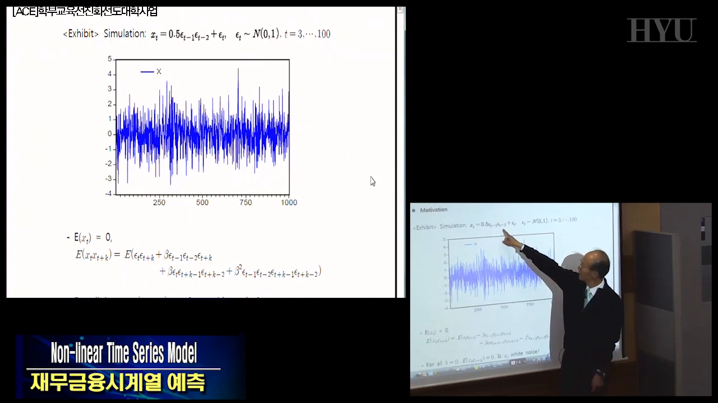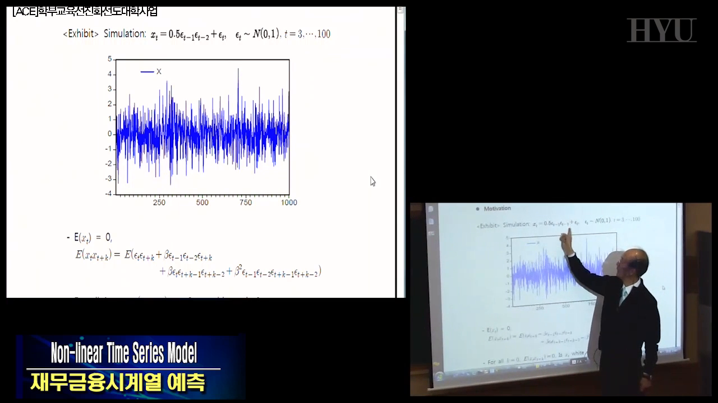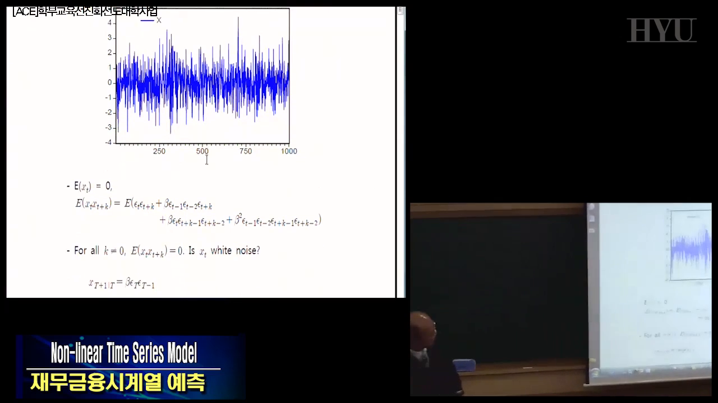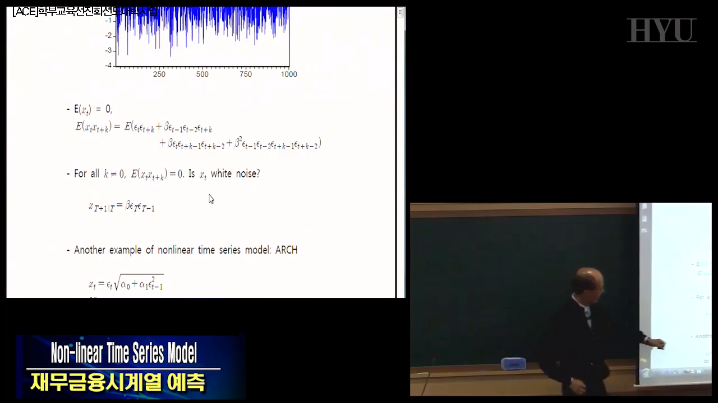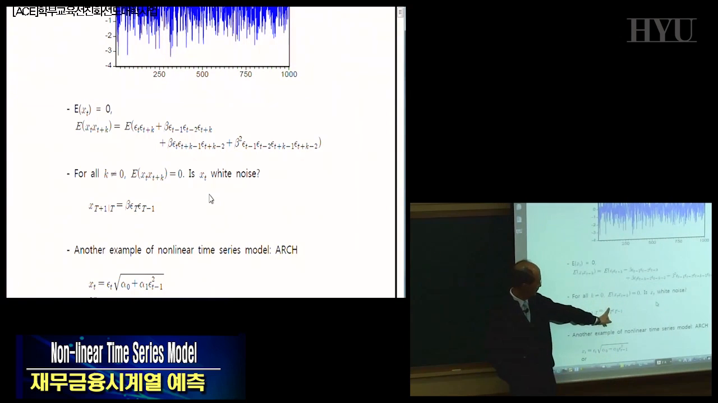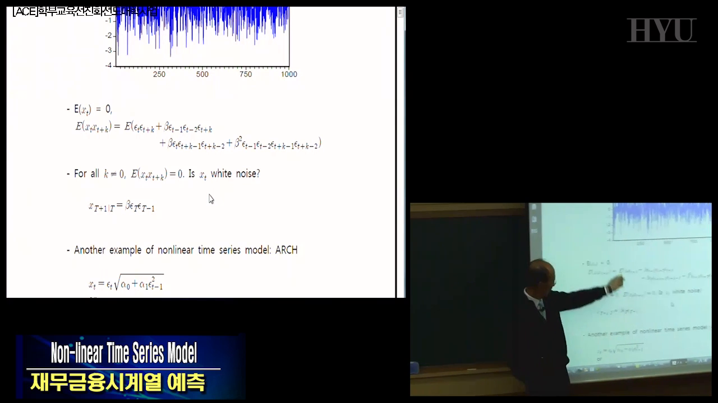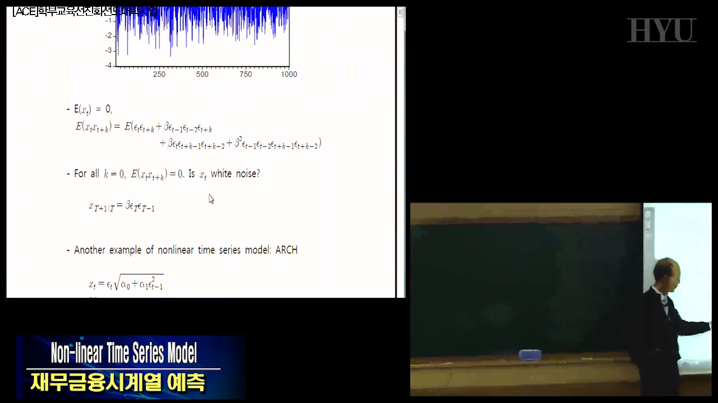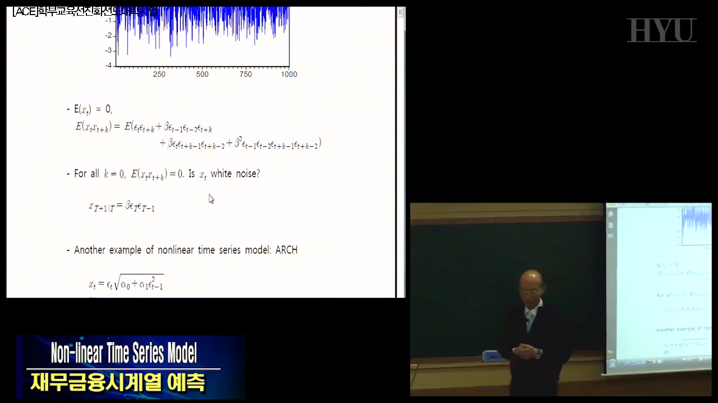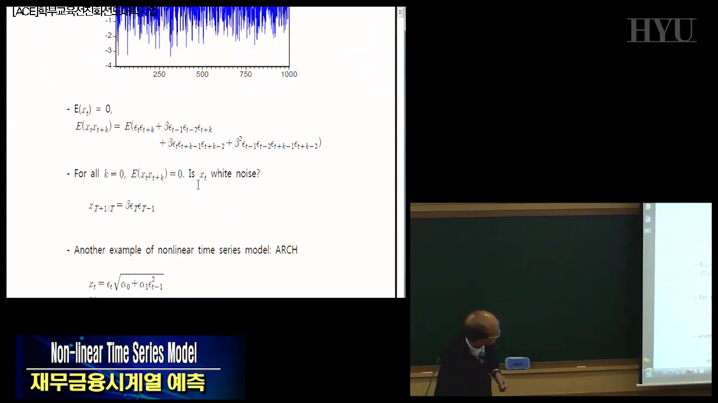But in fact, because of the structure in this part, it is predictable, because the one step ahead forecast can be calculated in this way if you are given fitted residuals. Okay. So it looks like white noise, but because of this nonlinear structure, it has some systematic portion that may be predictable. So that's one example of a nonlinear time series.